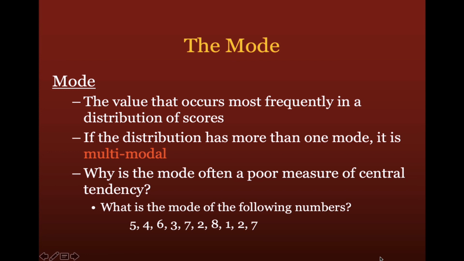But again, this is a poor measure of central tendency because it only takes into account one value. So if I have 1,000 scores, it really only takes into account one value from that set of 1,000 scores. So it's probably not the most representative of all the scores in the distribution.